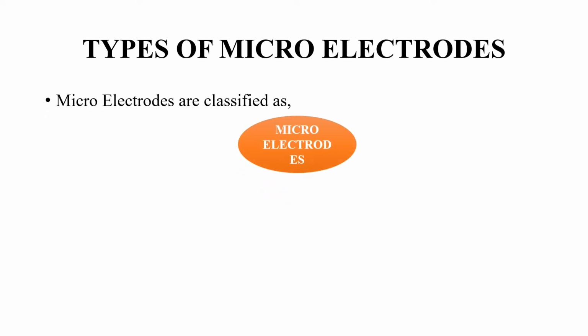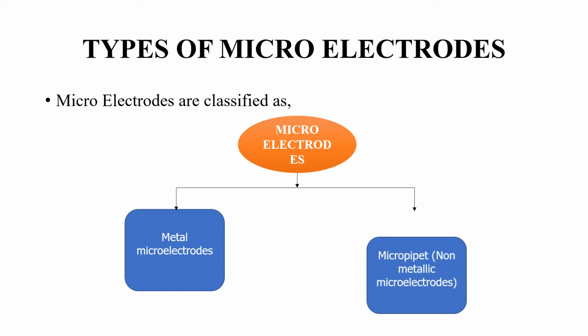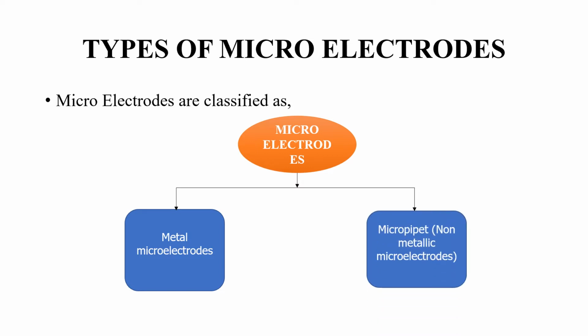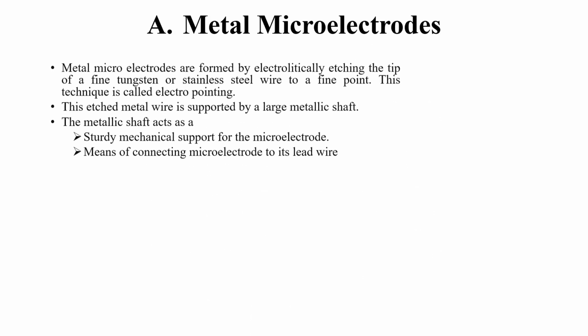Now we will see the types of microelectrodes. Microelectrodes can be classified into two types. One is the metal microelectrode, or we can call it metallic electrode. The second type is the micropipette or non-metallic microelectrode. First we will see metal microelectrodes.